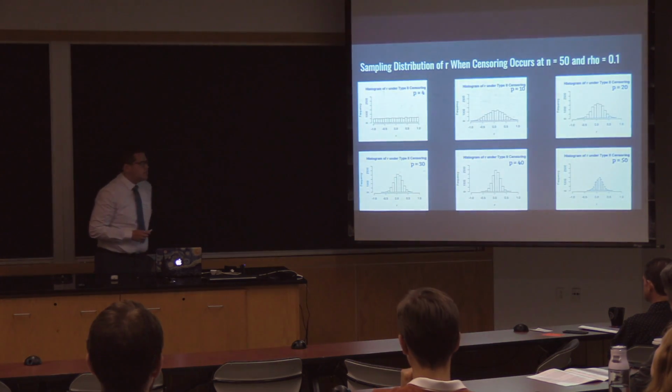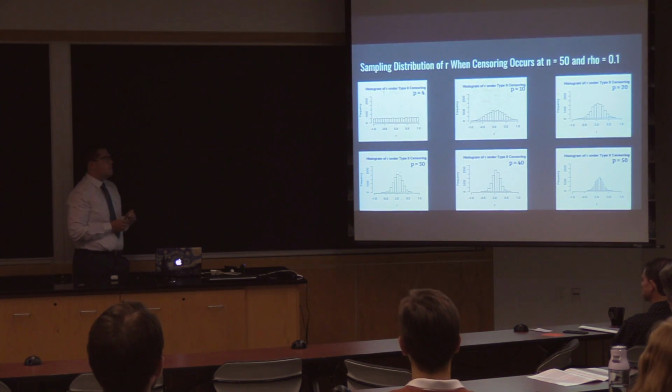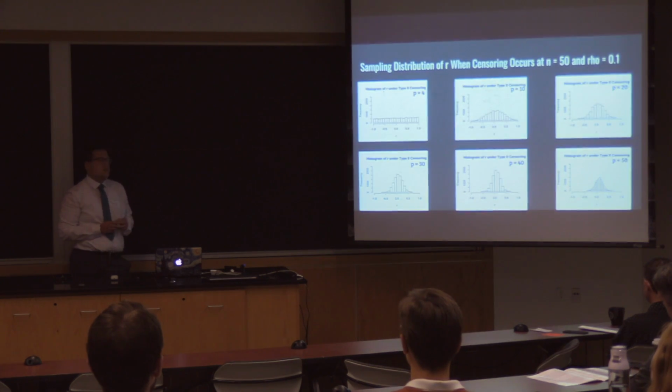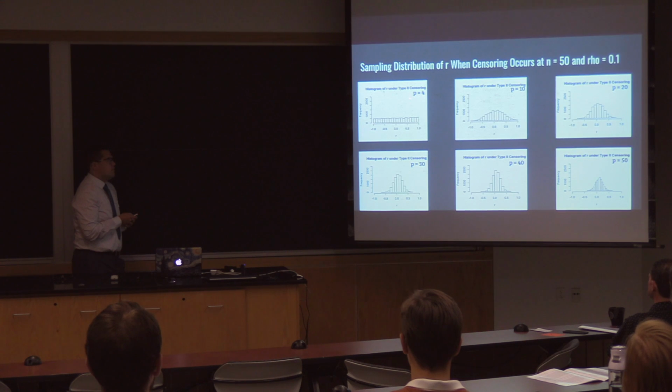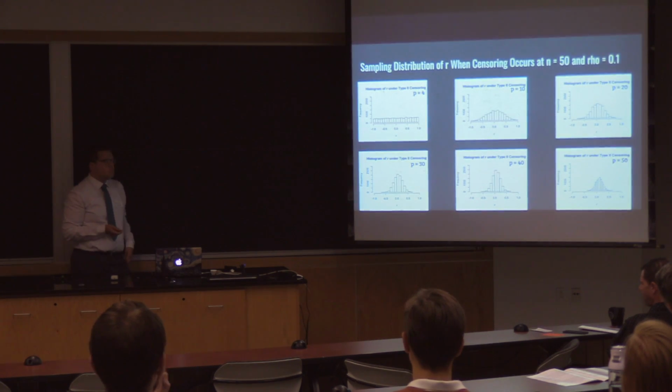To demonstrate this, we simulated a whole bunch of different sampling distributions of correlation with different values of N, P, and rho. The sampling distribution is displayed. N is equal to 50, meaning the sample size is 50, or we have 50 light bulbs to begin with. And the different experiments ended at different values of P. So in this case, P is equal to 4, so we ended the experiment after 4 light bulbs burnt out.